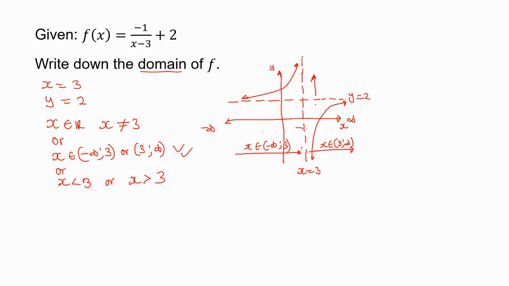I will not ask about the range, but remember range is what? Y values. So you can say y is less than 2 or y greater than 2. And then you can also write these other notations and say y an element of negative infinity up to 2 or 2 to infinity. Or you can say y an element of real numbers, but y is not equal to 2.